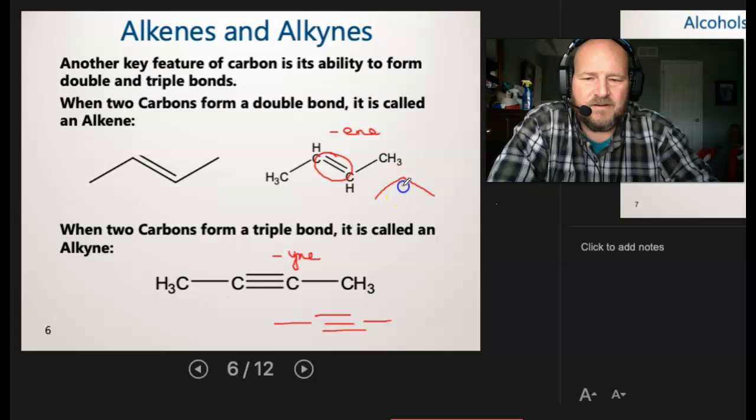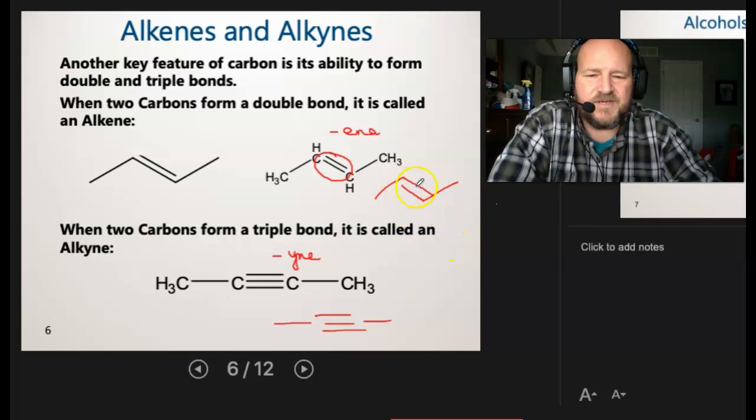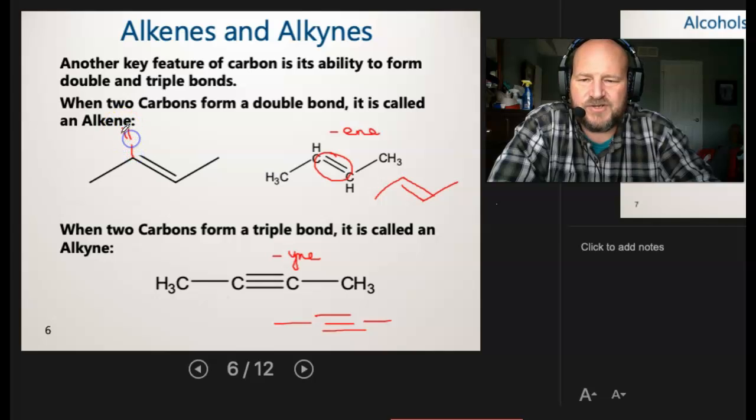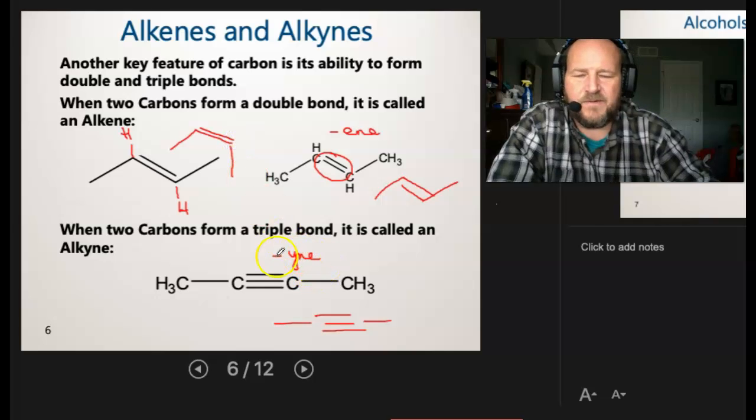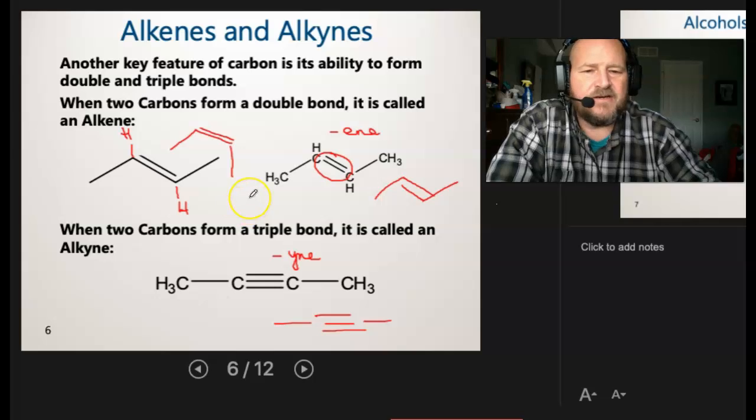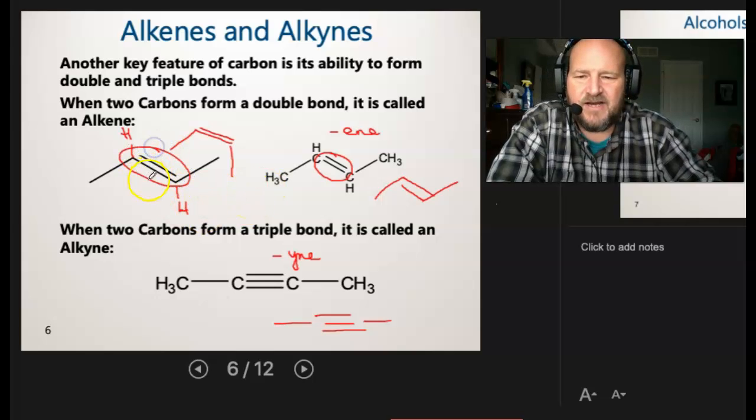If it was a double bond, sometimes we show the hydrogens on here, sometimes we don't. You can also go like that. So a couple of different ways to draw it. We have what's called trans, or we can have cis. Don't worry about the cis or the trans component. You just need to be able to circle that and call that an alkene.